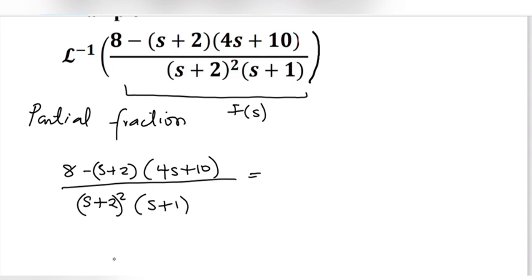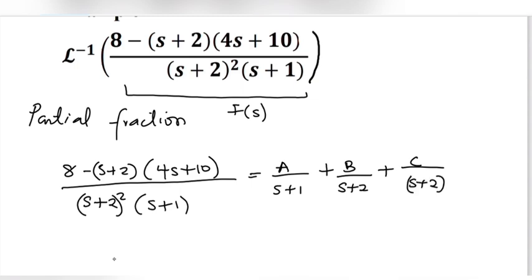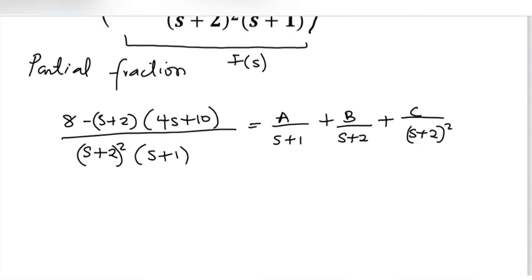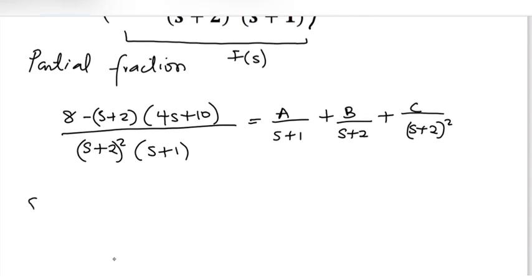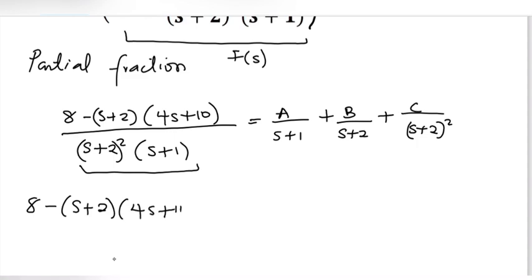And we want this to be in this form: A over s plus 1, plus B over s plus 2, plus C over s plus 2 squared, so it can be easy for us to solve. And if you multiply both sides by this denominator here, you're going to have exactly what I'm writing: plus 10.